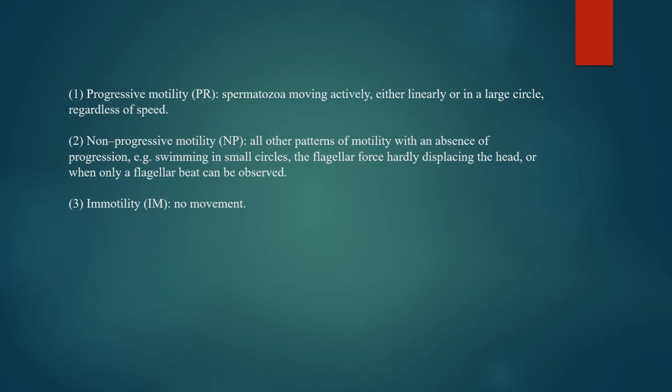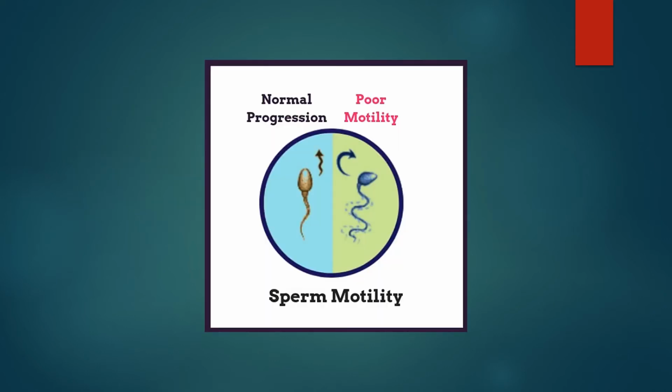The third one is immotility. In this, no movement of the sperm is seen. The normal progressive motility, meaning progressive and rapid motility, is A+B%. The normal A+B% should be 32%. This is the picture of the sperm motility. In the right corner, it is a poor sperm with poor motility, and in the left corner there is the normal progression of the sperm.